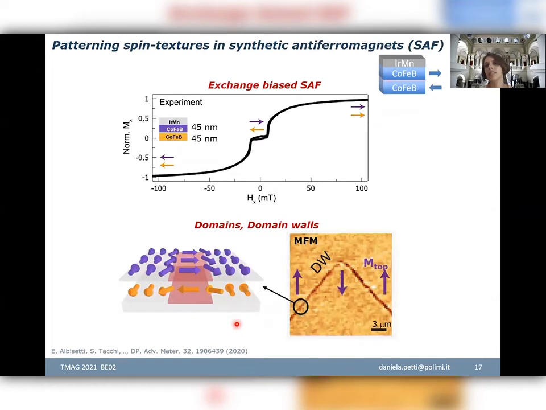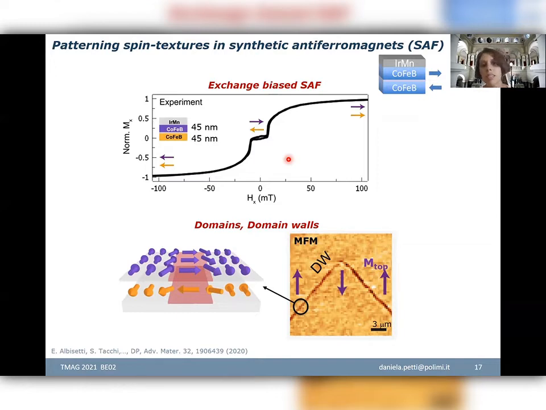I showed the results in an exchange bias system, but we can also imagine applying this technique to other systems. And for instance, here I report the results of synthetic antiferromagnets. This is the hysteresis loop of our system that is also exchange bias. So the idea is that the two cobalt iron boron layers are coupled anti-parallel at remanence. Here it is shown by this nice plateau by bilayer coupling. And the top iron cobalt boron layer is exchange biased to iridium manganese.